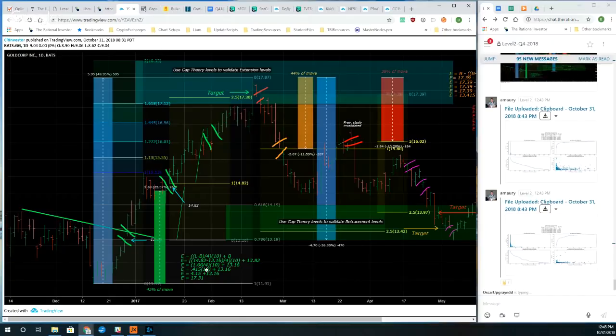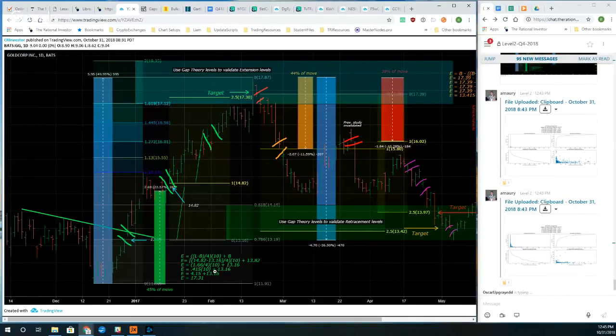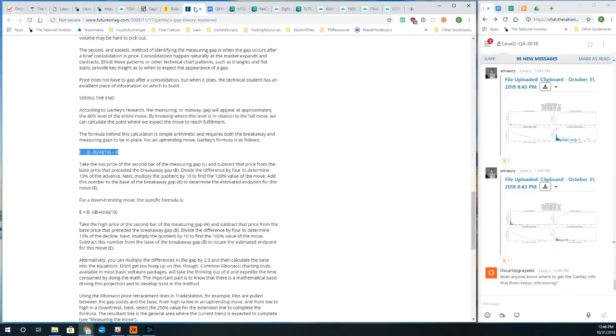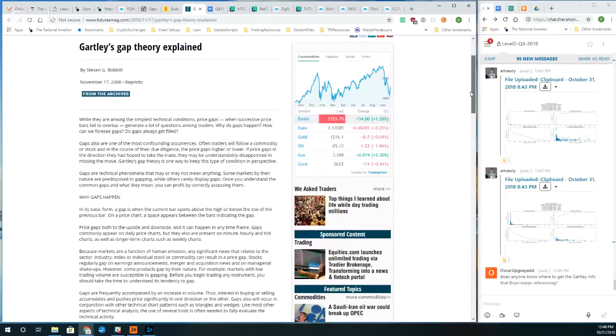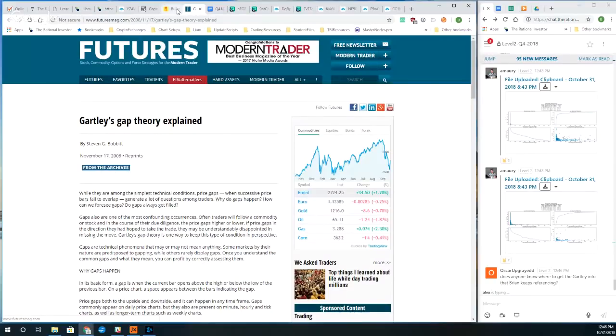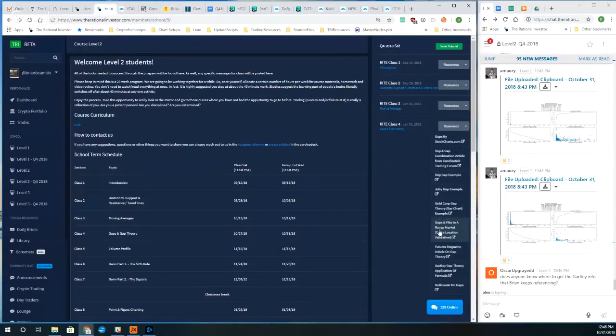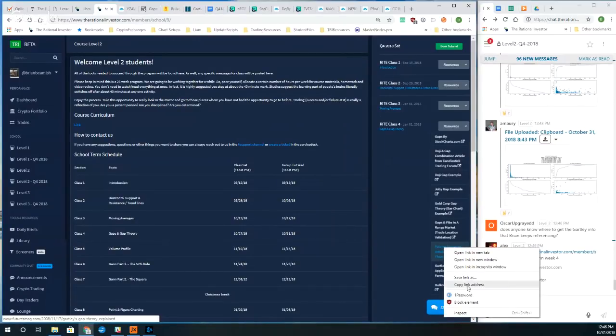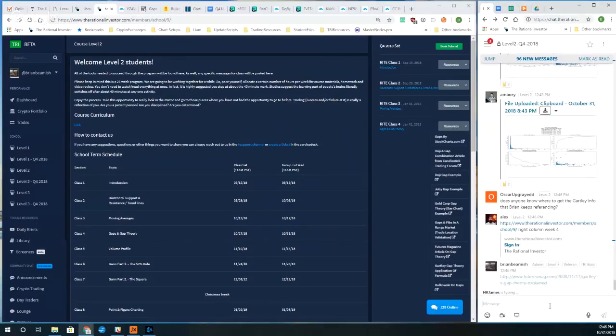which is $1.66, divided by 4, which comes out to 41.5. Then we multiply that by 10 and simply add it to the base, which gives us an ultimate upside objective of 1731. That's what this number is here. Now, that's off of this article, Oscar: Gartley's Gap Theory Explained, the Futures magazine article that I put on the school page, right here. Gaps and fibs, range market, the Futures magazine article on gap theory. You see that, Oscar? I will copy that and dump it right there.